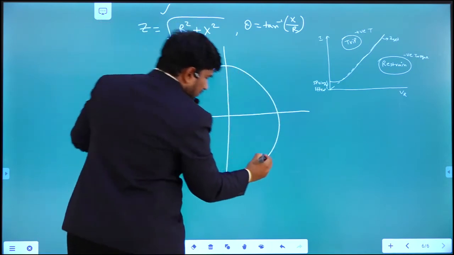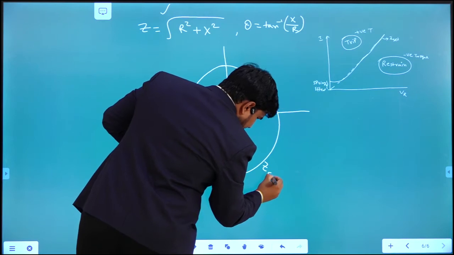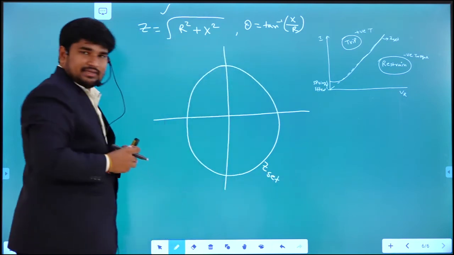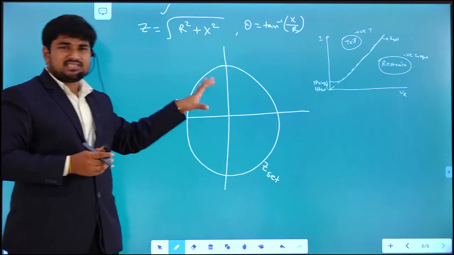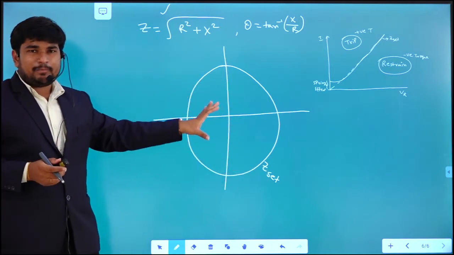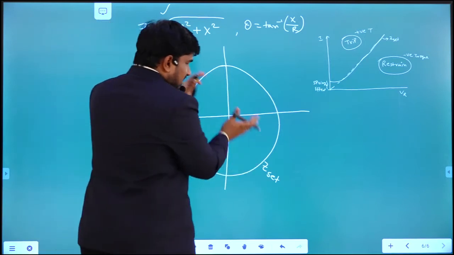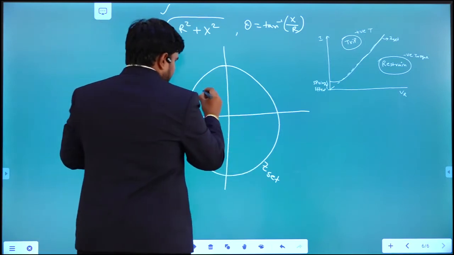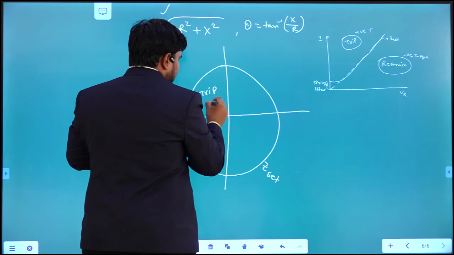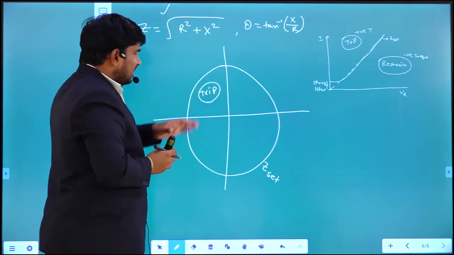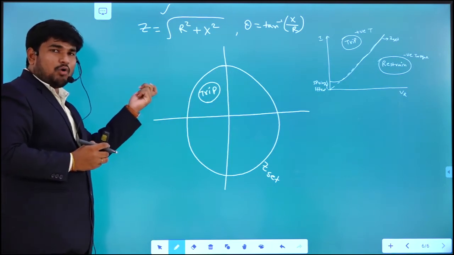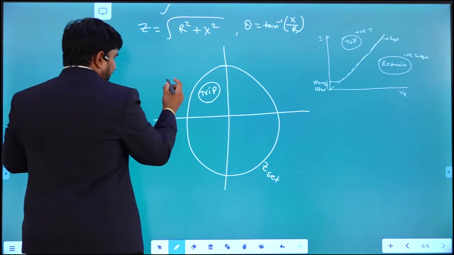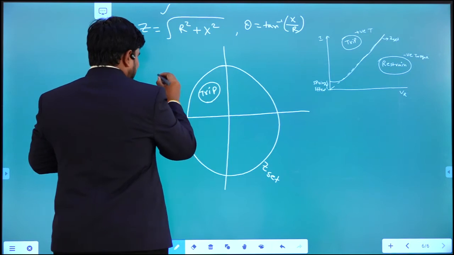The circle has a radius of Z set. That means the area which is less than this Z set value will provide a trip signal. That means the inside area will provide a trip signal, right? And the impedance which lies on the outer area of the circle will restrain.